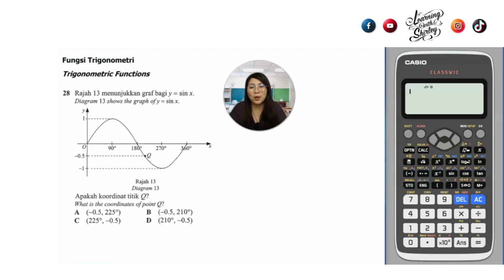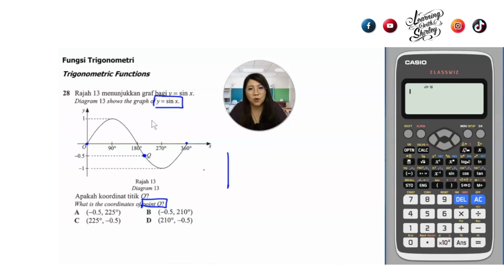Let's look at question number 28. This question is on trigonometric functions. Diagram 13 shows the graph of y equals sine x, from 0 to 360. This is the graph of sine x. What is the coordinate of point Q? Where is Q? Q is over here.